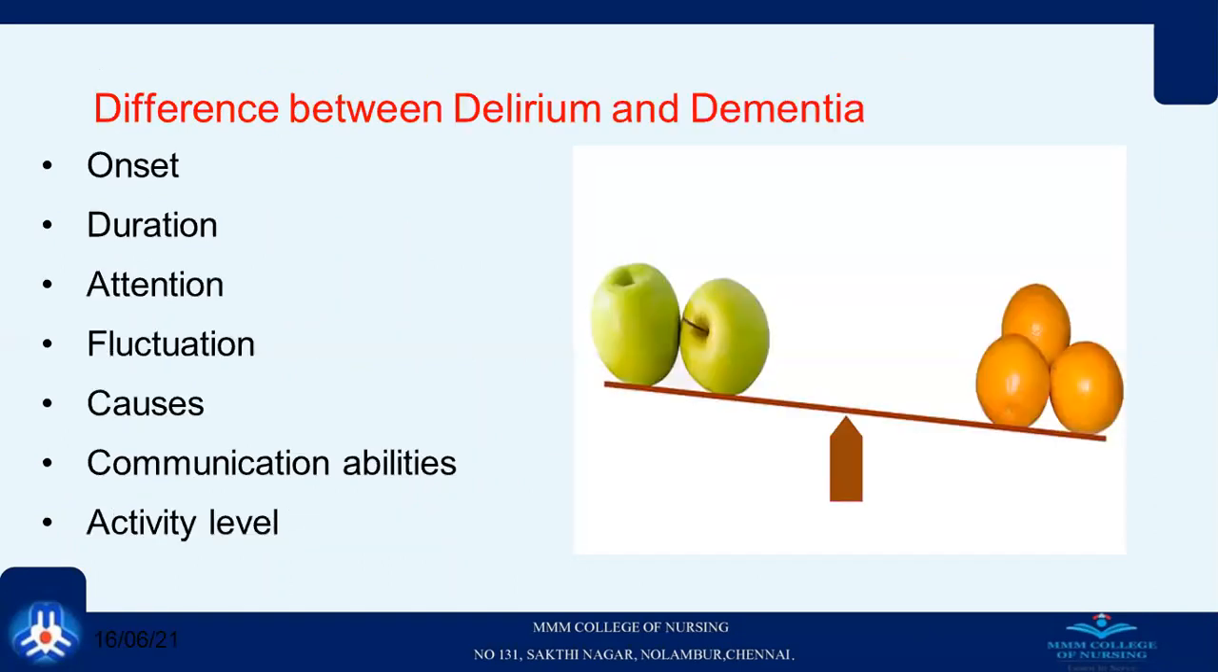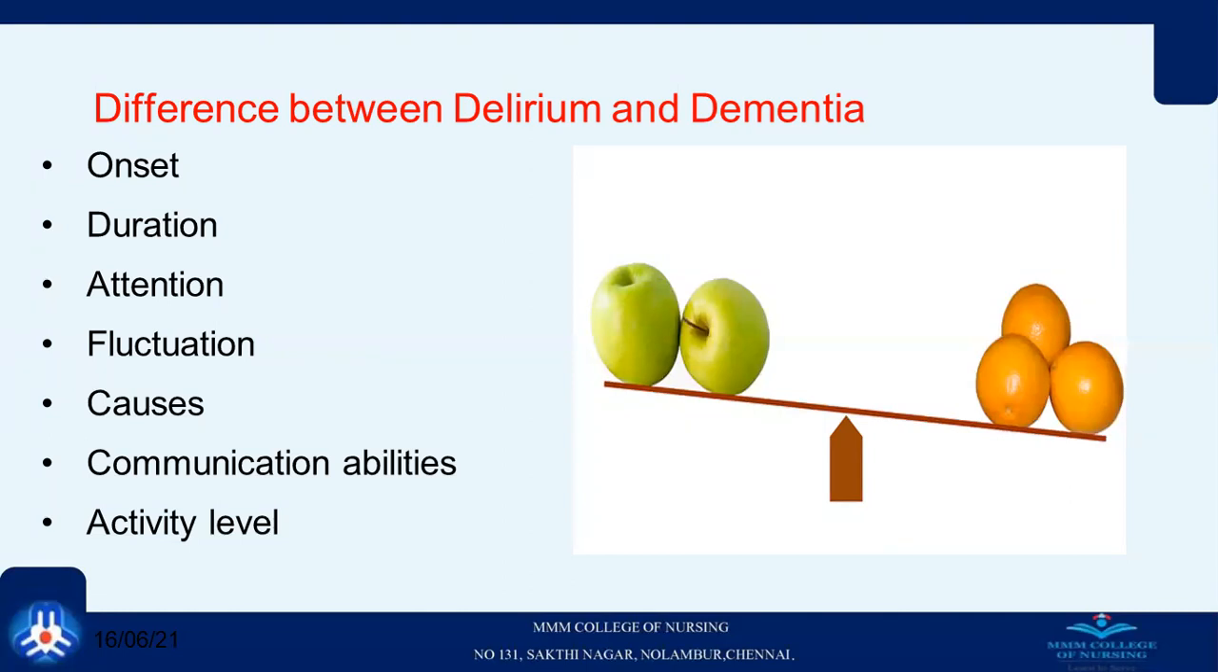Now let us see the difference between delirium and dementia. Delirium and dementia may be difficult to distinguish, and a person may have both. In fact, delirium frequently occurs in a person with dementia. But having episodes of delirium does not always mean a person has dementia. So, dementia assessment should not be done during a delirium episode because the results could be misleading.